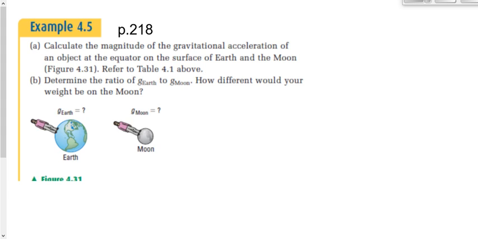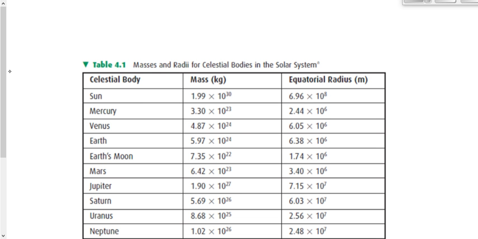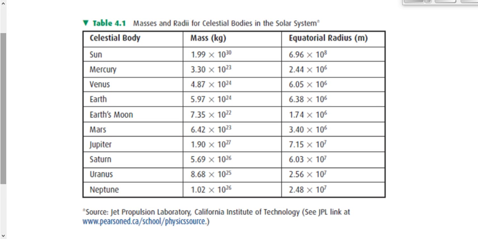By the way, the table that I just quickly flipped past, I'll go back to it just for a second. This is just a bunch of data for the mass of planets and moon and the sun and so on, and then the equatorial radius. The equatorial radius just means the distance from the center of the planet or the sun or whatever to the equator, which is important for us sometimes because we need to know the distance from wherever it is that we're trying to find the field to the center of the object.